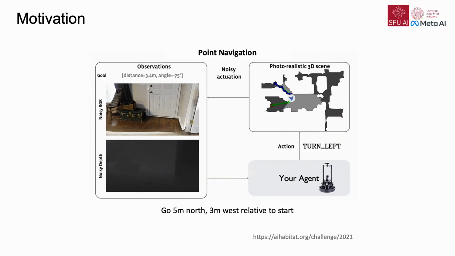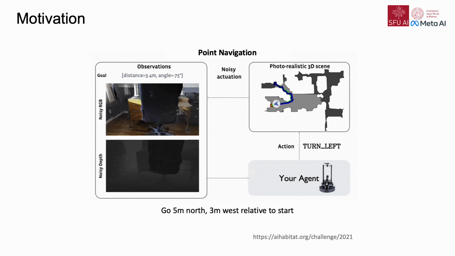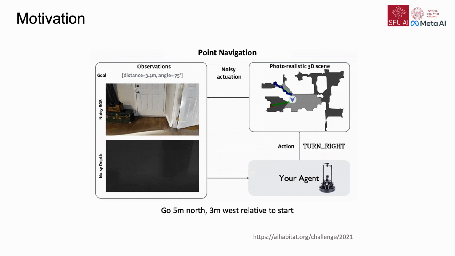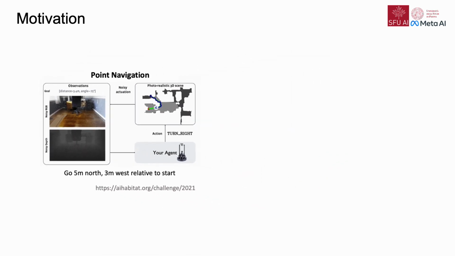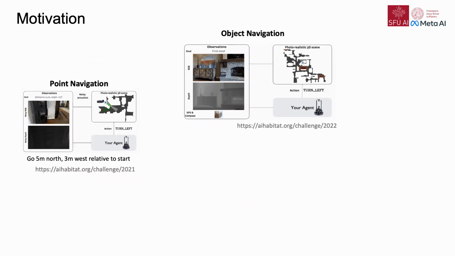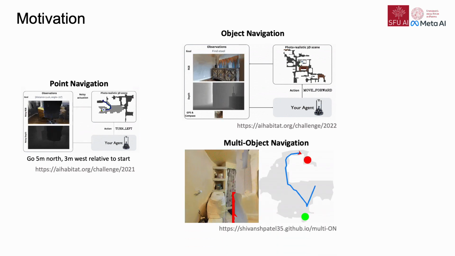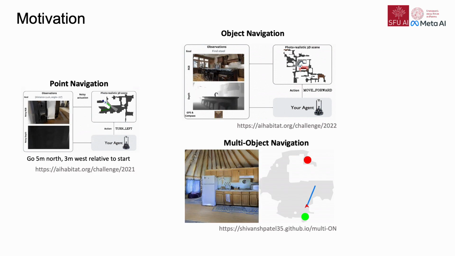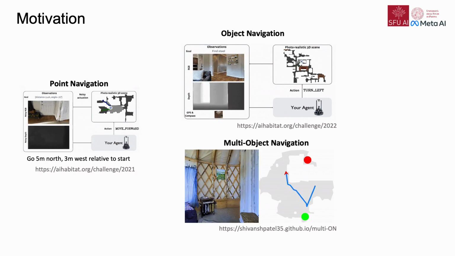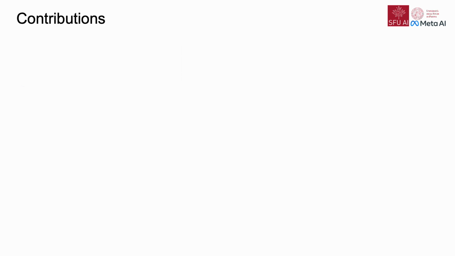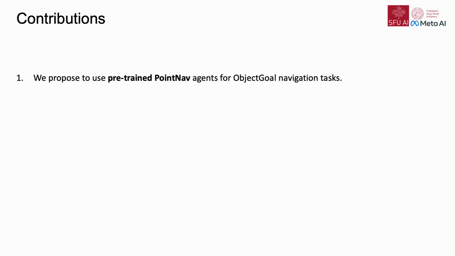In Embodied AI, the task of navigating to a relative target location in a visual environment has nearly been solved. In this work, we ask whether we can effectively reuse this skill to do more challenging semantic navigation tasks such as object navigation and multi-object navigation. To this end, we propose to use pre-trained PointNav agents for object goal navigation tasks.